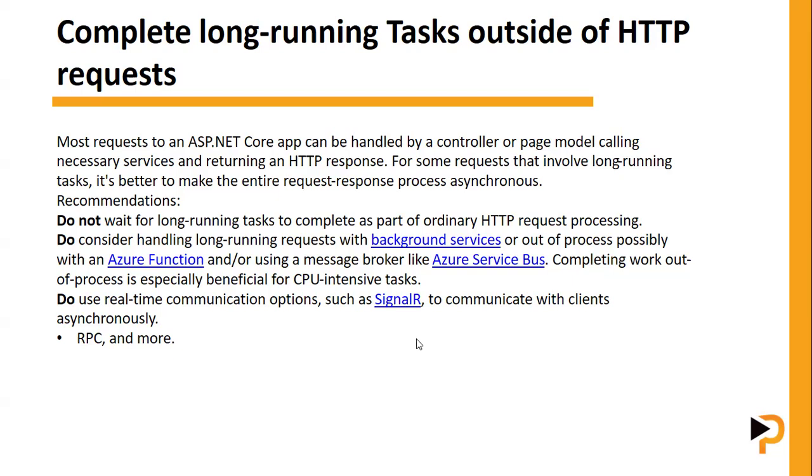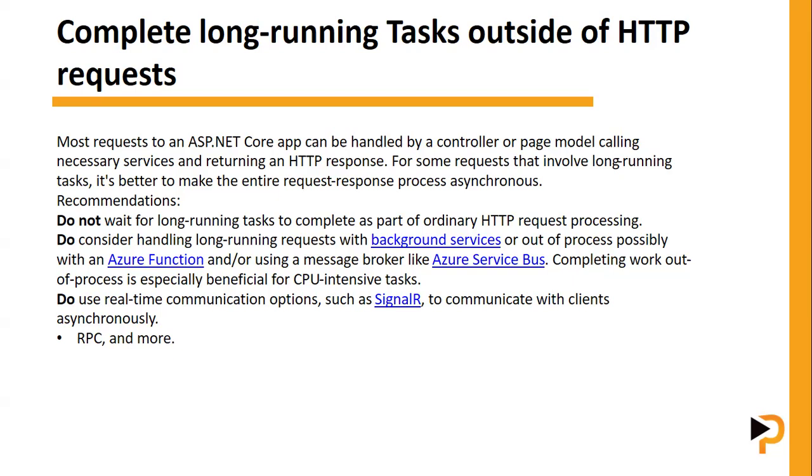Do consider handling long running requests with background services. Create separate background services for those long running tasks and make them async. You can also run them out of process, possibly with Azure Functions or using message brokers like Azure Service Bus. Completing work out of process is especially beneficial for CPU intensive tasks.